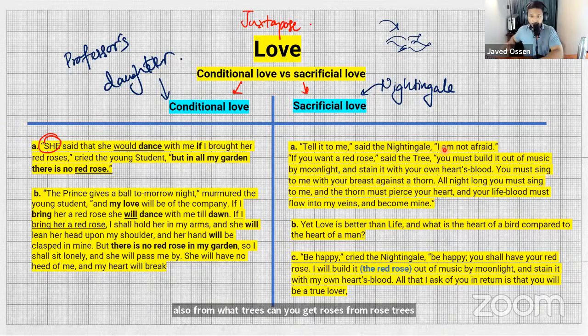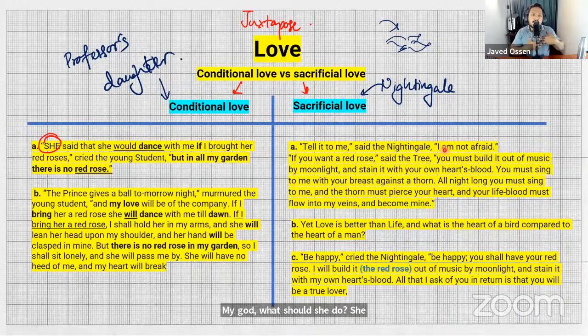Okay. If you want a red rose, said the tree, you must build it out of music by moonlight and stain it with your own heart's blood. My God, what should she do? She must stain it with her own heart's blood. So tell me, if you take your heart's blood out, you're dead, right? You're dead. So the nightingale must also sacrifice her life. She must sacrifice her life for the young student.